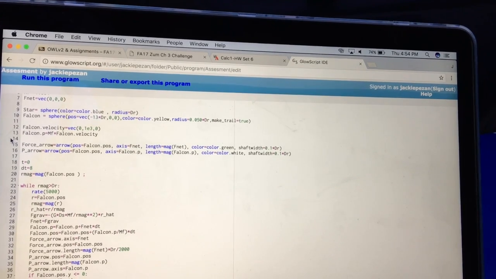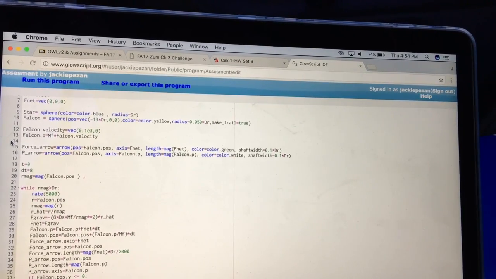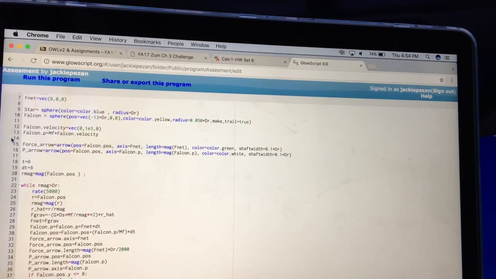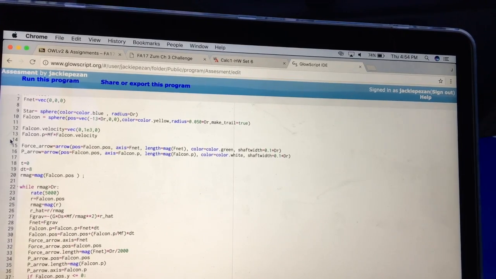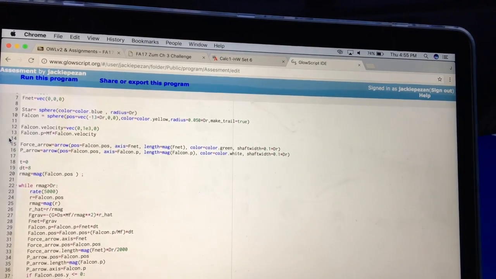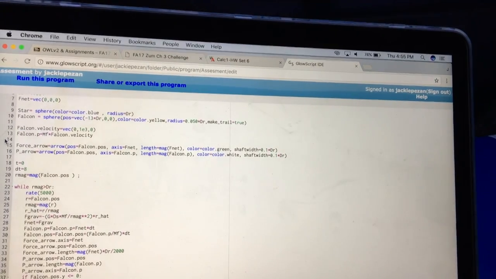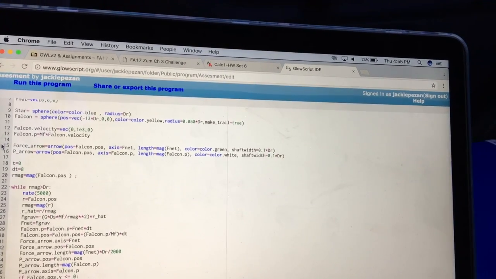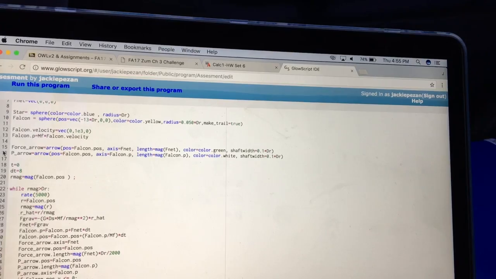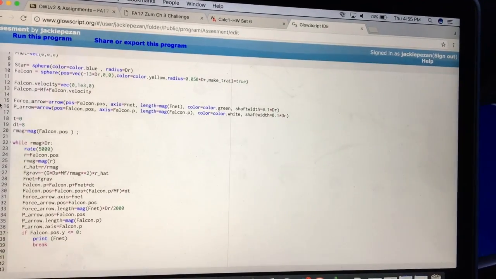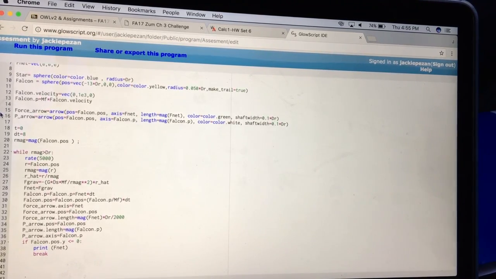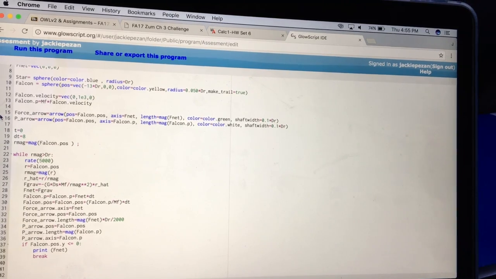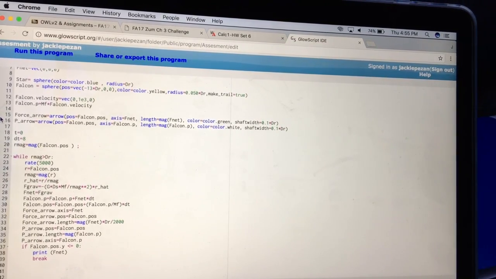In line 12, this vector defines the initial velocity of the Millennium Falcon, and in the next line, that formula is the initial momentum of the Millennium Falcon. Since p equals mv, you can see that the Falcon momentum is equal to mf, which we defined as the Millennium Falcon mass in kilograms, times the Falcon velocity. Once I run the program, you can see that there are going to be two arrows. The first arrow is green, and it shows the force. The second arrow is white, and this one shows the position.